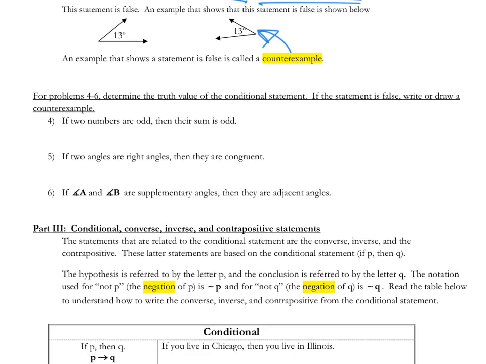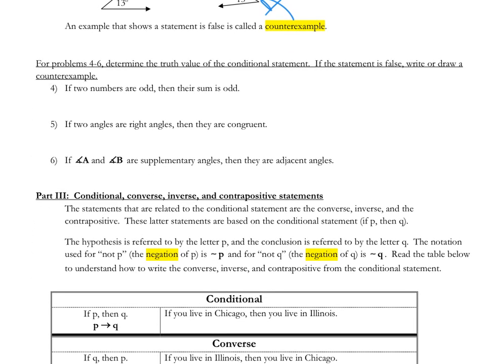All right, let's practice deciding if something is false or not. And sometimes what you need to do is actually create an example to see if it's false or not. So if two numbers are odd, then their sum is odd. Well, let's take two odd numbers. Let's do 1 plus 3. That equals 4. Well, that is not odd. So this is false. And that was our counterexample. If two angles are right angles, then they are congruent. Well, right angles, no matter what, are always going to be 90 degrees. So, this is true.